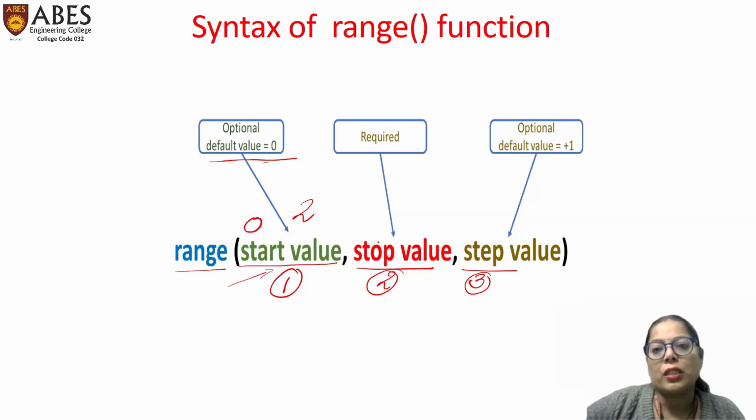The stop value is required. You need to write this. It is not optional. That means if you are not writing it, no default value will be taken. In the case of the start value, if you are not mentioning it, the default value 0 will be taken, meaning it will start from 0. But if you want to start from some particular value rather than 0, then you need to mention it. But in the case of the stop value, it is required. If you are not writing it, no default value is there.